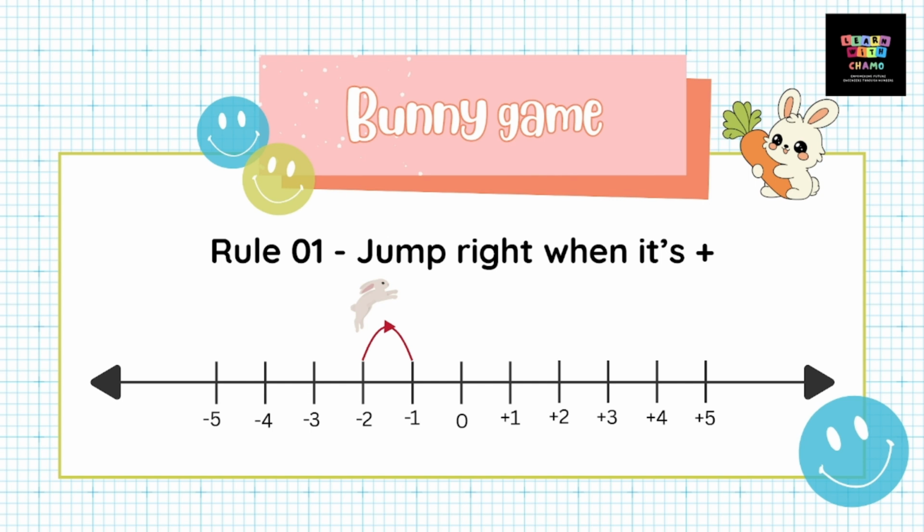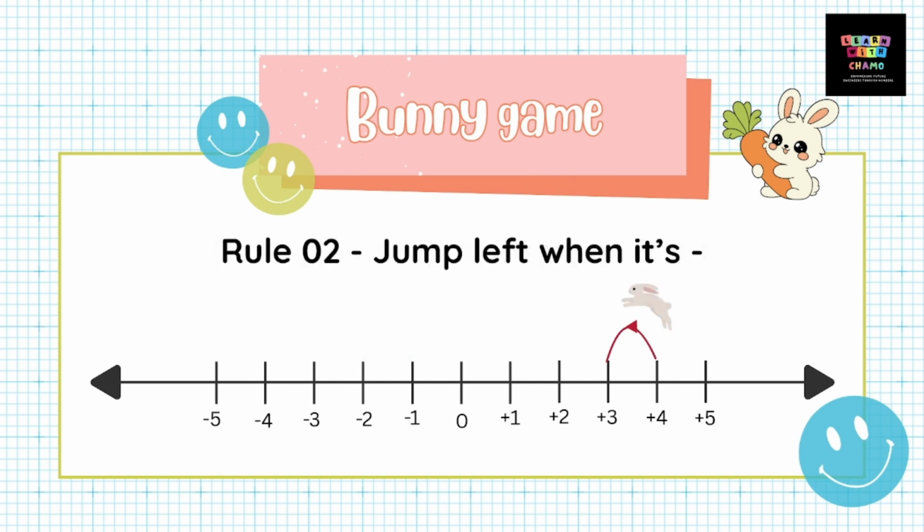There are 2 rules in this game. The first rule is you have to jump to the right side when it is a plus number. When it is a plus number, you have to jump right like a bunny, like this. One hop, the second hop, likewise. So what is rule number 2? You have to jump left when it is a minus number. So this is the first hop of this bunny, and the second hop towards the left. So those are the 2 rules.